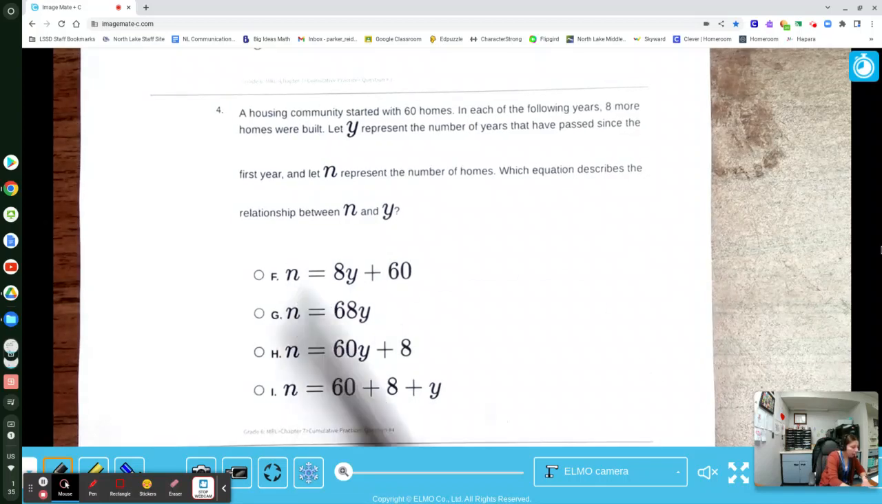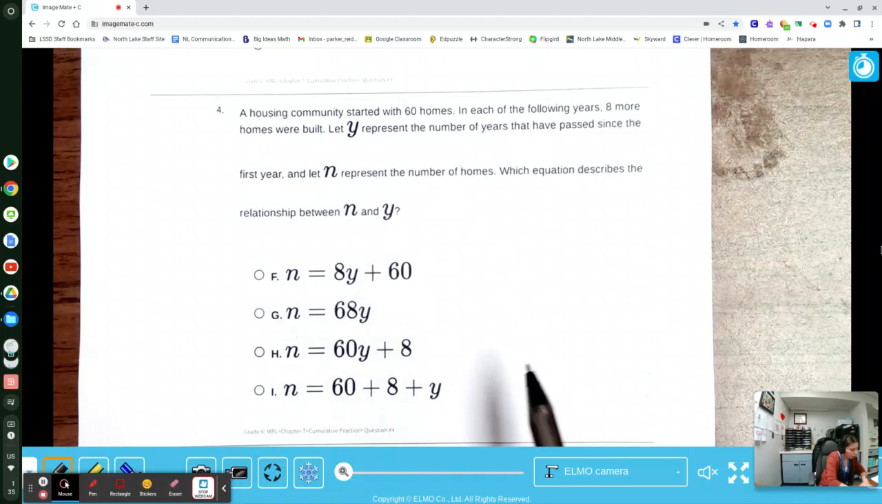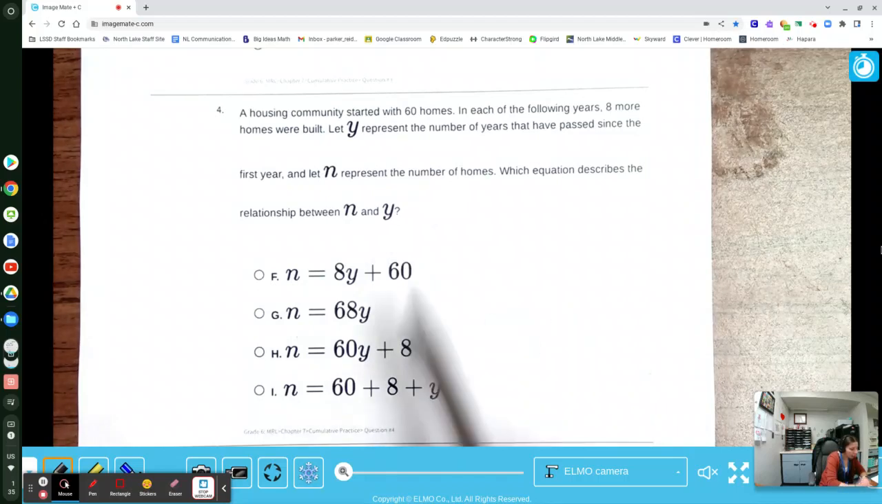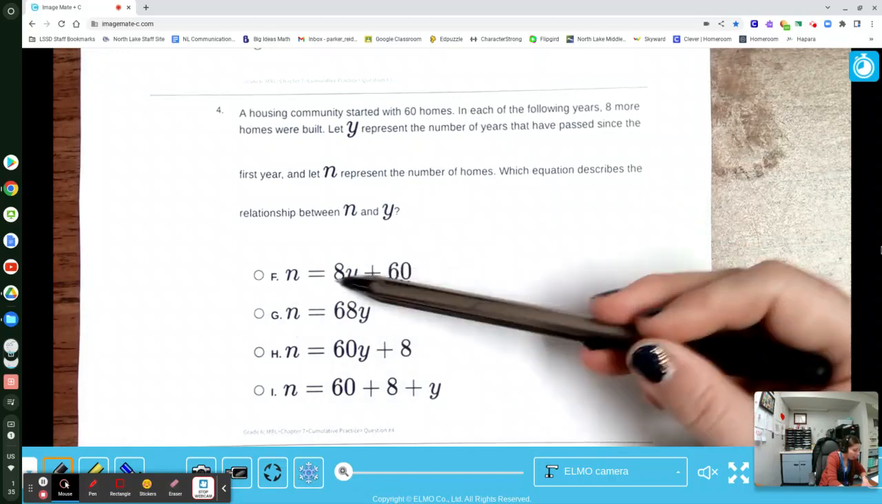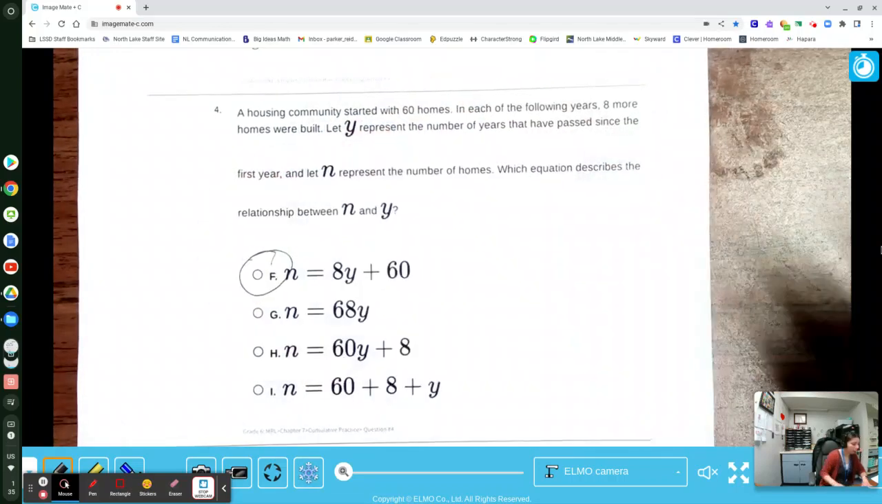So these are all saying that the number of homes equals something. Well, I know the number of homes should start at 60. And then I should be adding 8 every year. Years is represented by Y. So it should be 60 homes plus 8 per year. 8 times Y, option F.